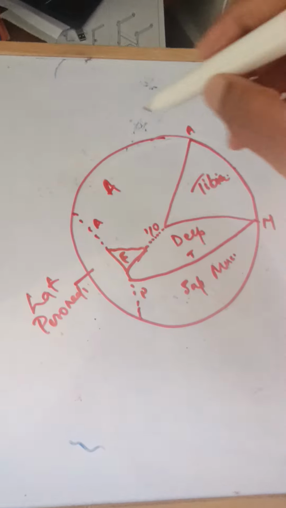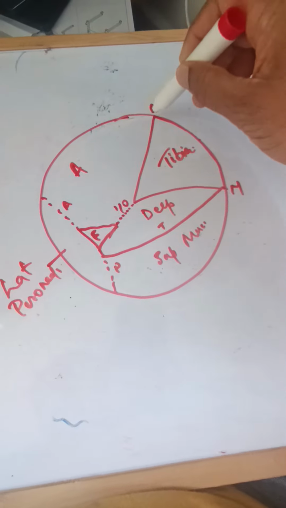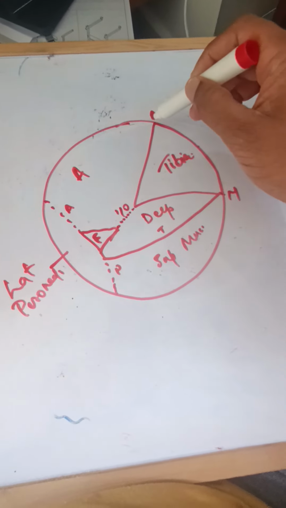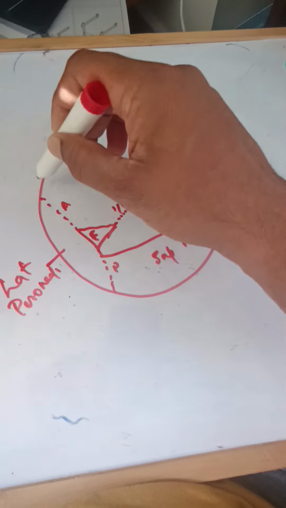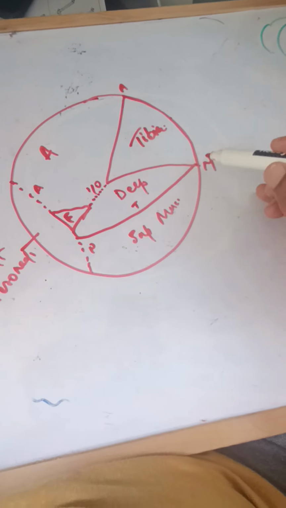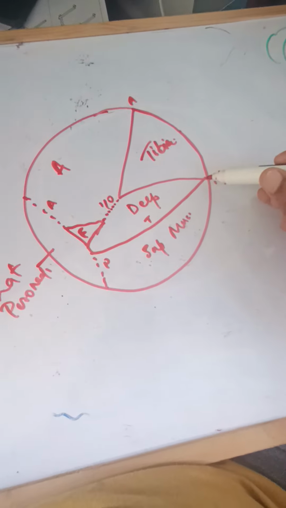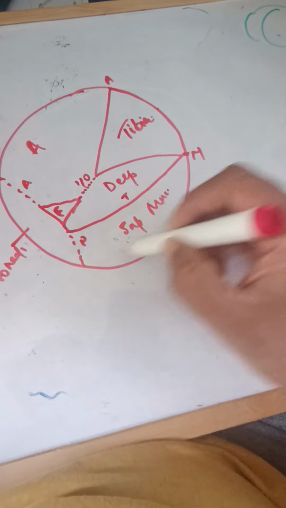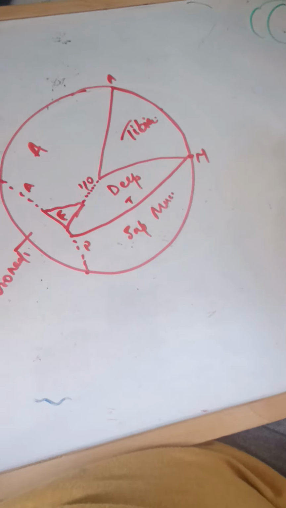So the anterior group of muscles will be seen between the anterior border of the tibia and the anterior intermuscular septum, while the posterior will be seen between the medial border of the tibia and the posterior intermuscular septum.